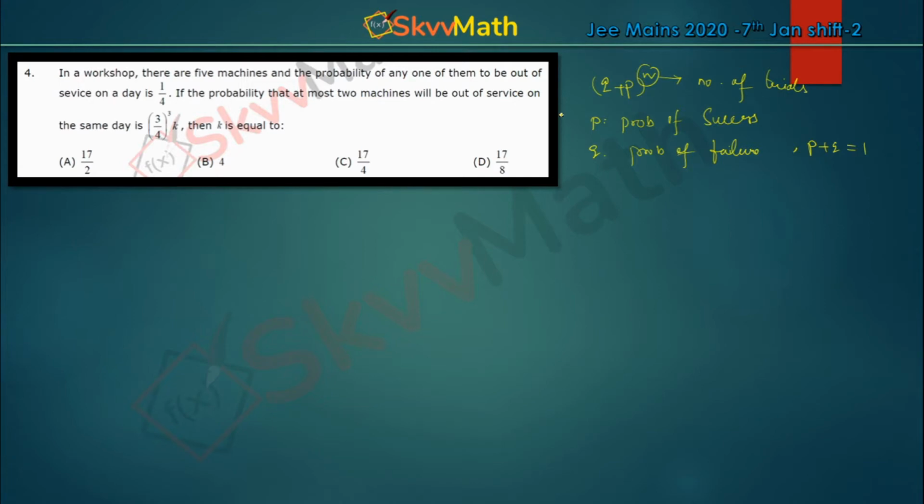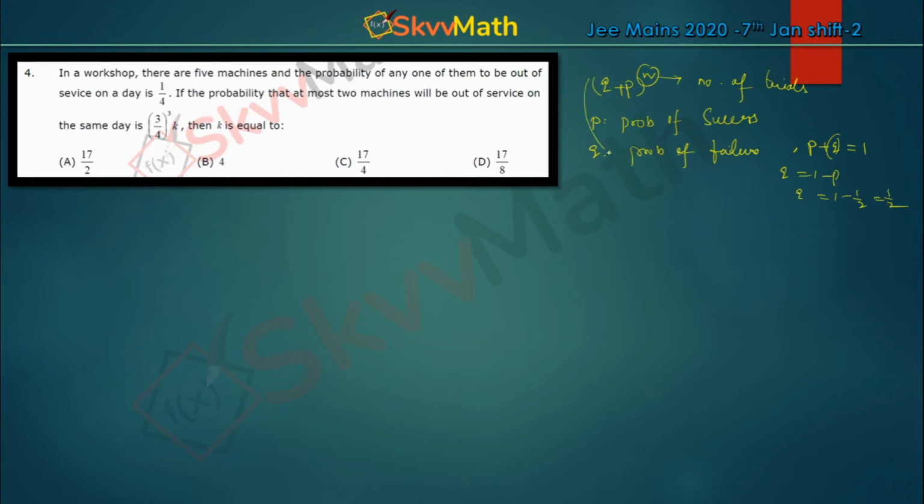So if I do the experiment 5 times, suppose I toss a coin 5 times, here n will be 5, and p, the probability of success, meaning the probability of getting head, is 1 by 2. Then what is the probability of failure? q will obviously be 1 minus p, so q = 1 minus 1 by 2, which is 1 by 2.